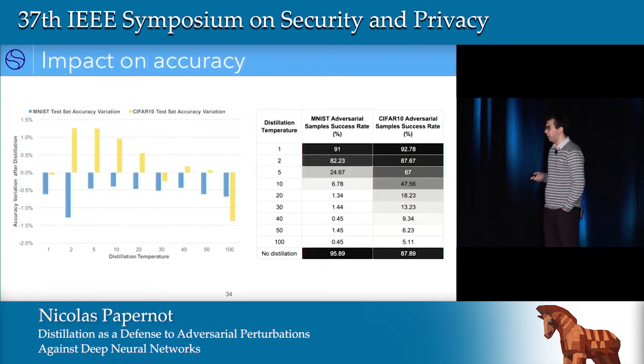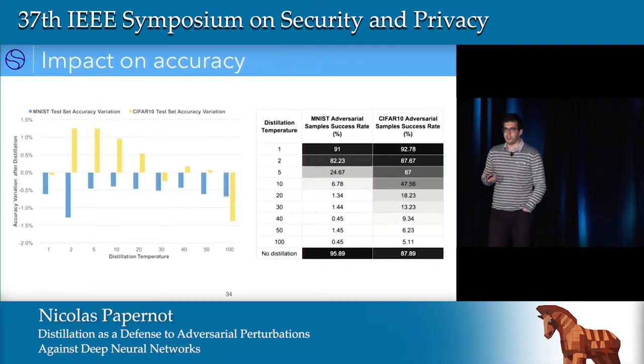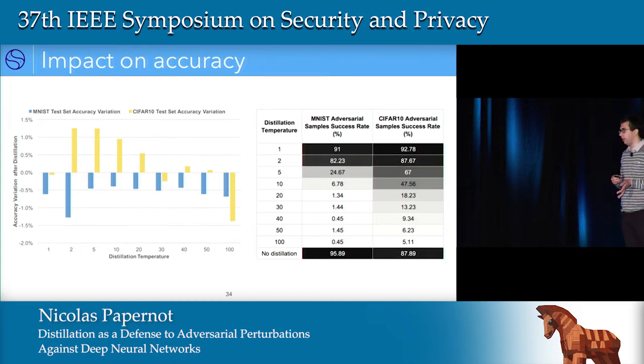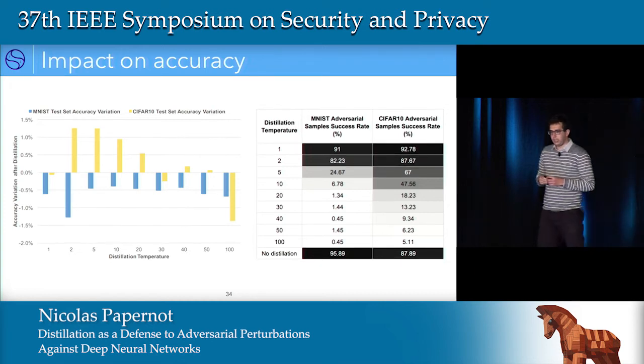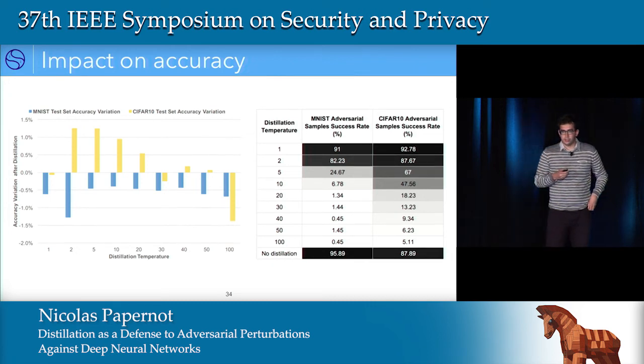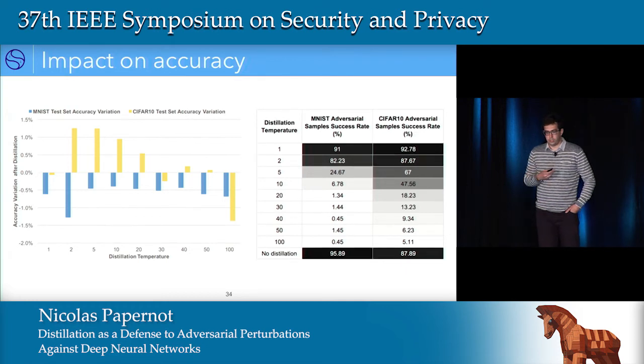So you may wonder, okay, so he's telling us the defense, does it impact the accuracy of the model? Does it impact the performance? And it turns out that the impact on the accuracy is limited. On the left, you can see for increasing temperatures, the accuracy impact is always constrained between a little less than 1.4% decrease and a little over 1.2% increase. So that is, sometimes distillation even increases the accuracy of the model.